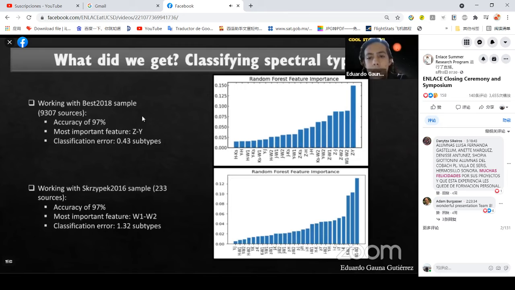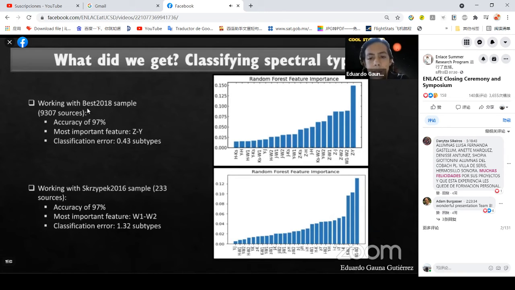Now I'm going to talk about the results using each data set to get the spectral types of the sources. The plots in the right side of the slide are showing the importance of each feature we used in our model, which are the colors that we got from the sources. The upper right one is from the BEST 2018 sample, and the down right one is from the SCIRSPEC 2016 sample. The higher the bar, the more important the feature is. With these plots, we know which colors are most relevant to get a better classification.